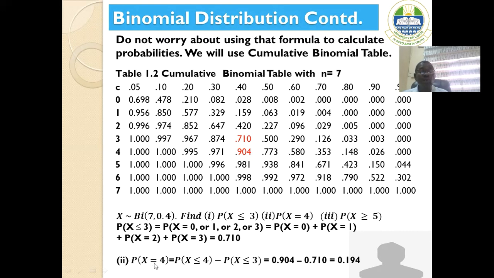The probability that x equal to 4 is equal to the probability that x is less or equal to 4 minus the probability that x is less or equal to 3. So it is nothing but this quantity minus this. See where we specified it out here.